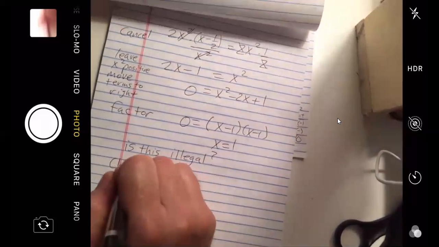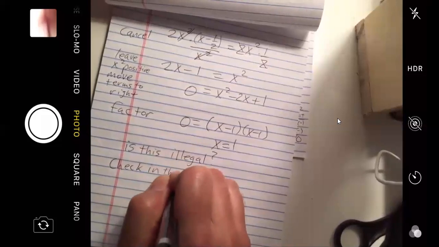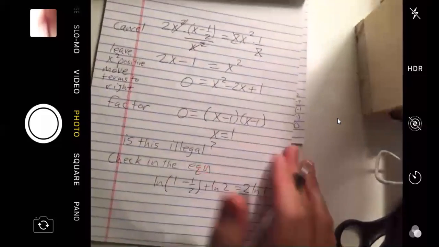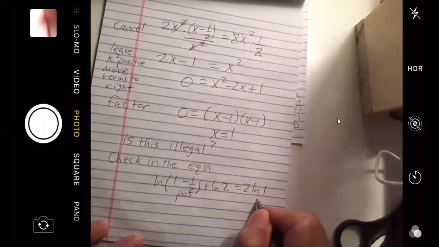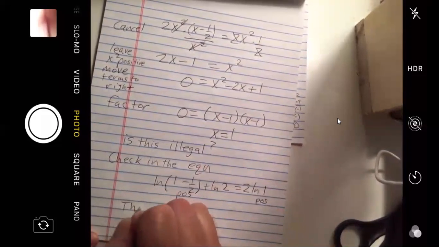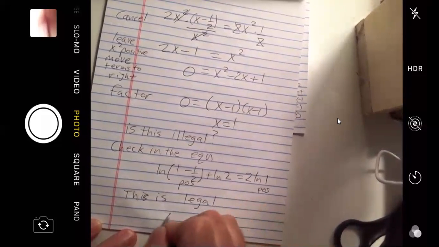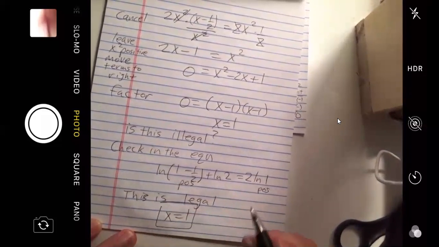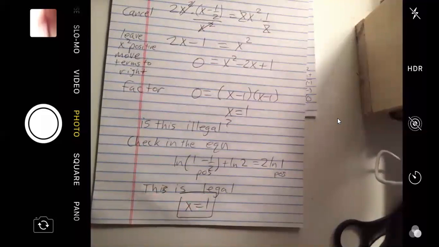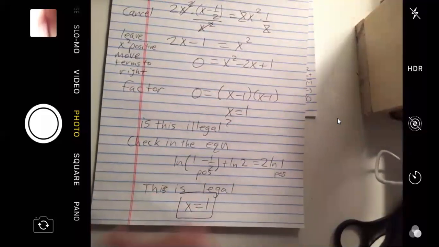Check in the original. I'd have ln of (1 minus a half) plus ln 2 equals twice ln of 1. This is positive. This is positive. This is legal. This is legal. x equals 1. All right, that was a long one. That is my answer.